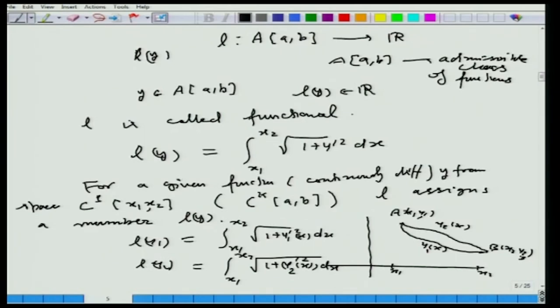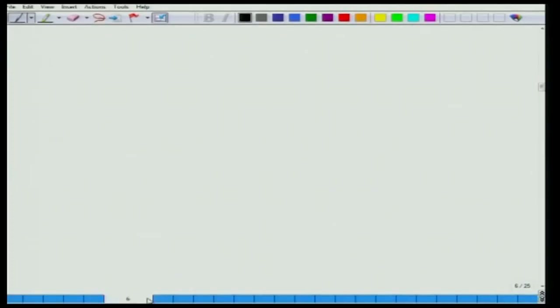Now, we want to find that y for which we get the least number, that is the least length of the curve joining these two points A to B. We know the answer: it has to be a straight line joining these two points, but how do we prove that? That will be a problem of calculus of variations. Before going into the calculus of variations, we need to develop certain tools for that.